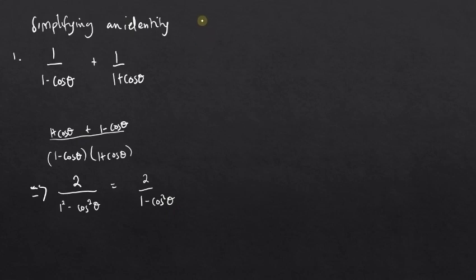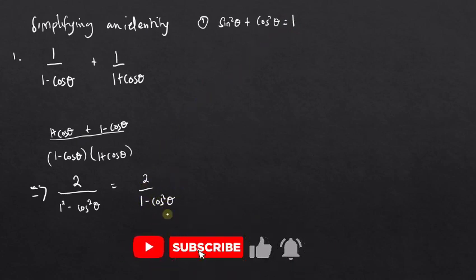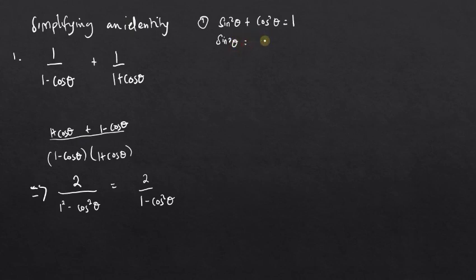Remember from the basic identities, the first one we knew: sine squared theta plus cos squared theta is equal to 1. Now we have 1 minus cos squared theta, so we can replace this expression with a simpler one. From here, sine squared theta gives us 1 minus cos squared theta, which is the same thing that we have here. So in place of that, we can put sine squared theta here. So this will now be equal to 2 over sine squared theta.